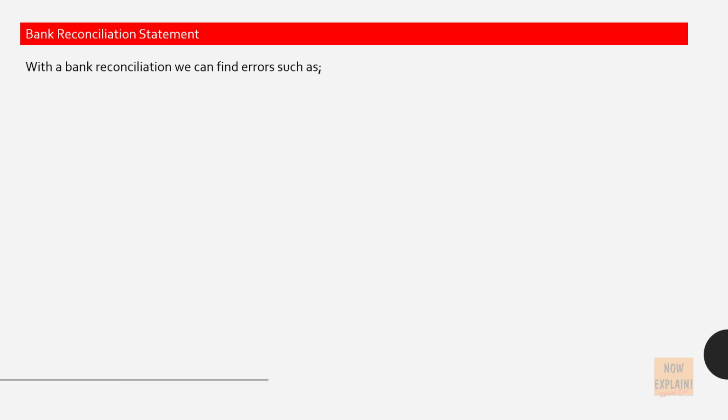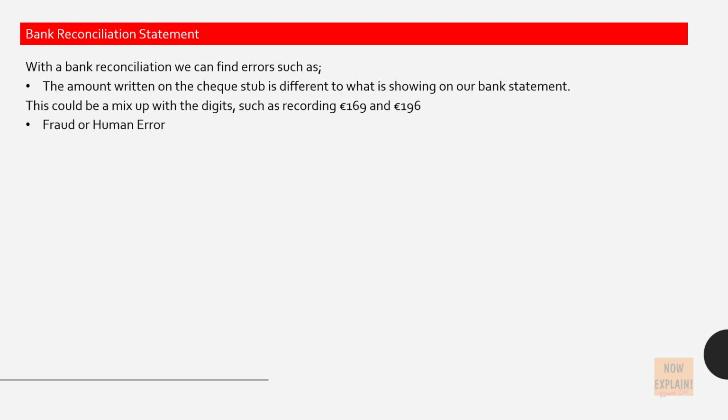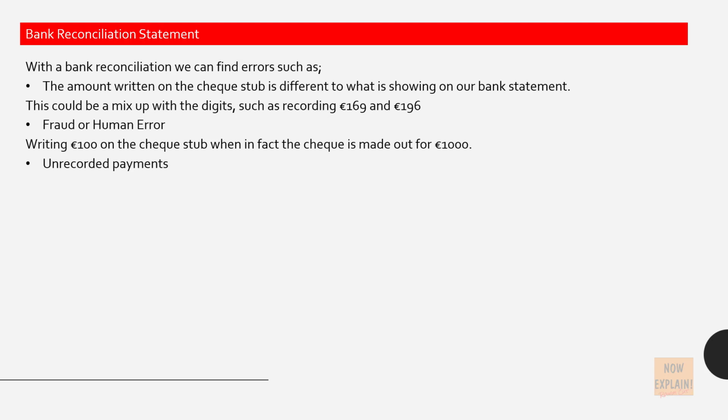With a bank reconciliation, we can find errors such as the amount written on the cheque stub is different to what is showing on our bank statement. This could be a mix-up with the digits, such as recording 169 and 196. Fraud or human error, writing €100 on the cheque stub when in fact the cheque is made out for €1,000.